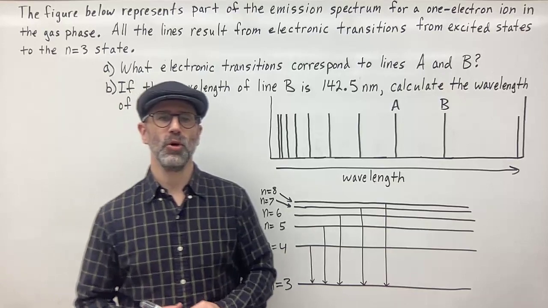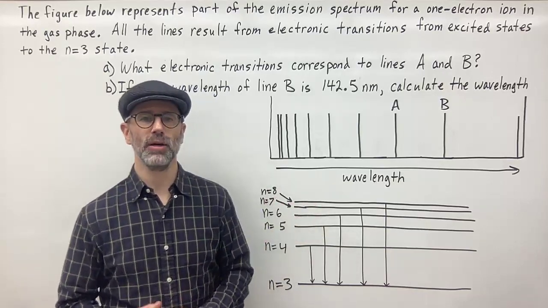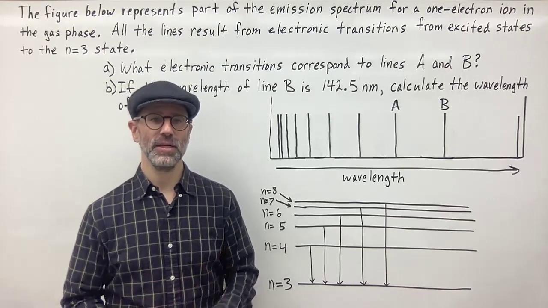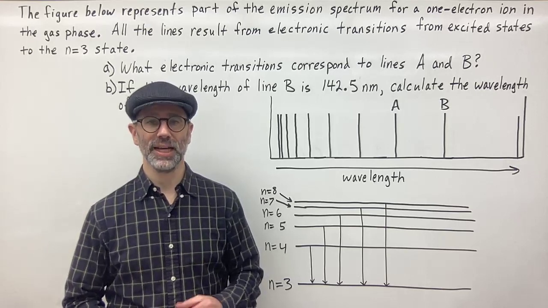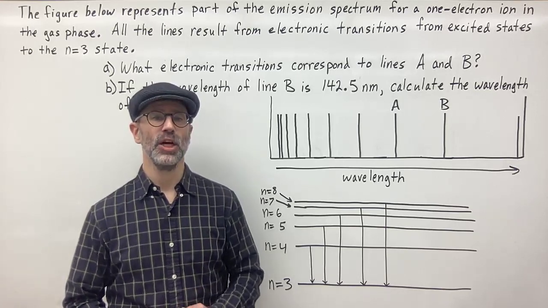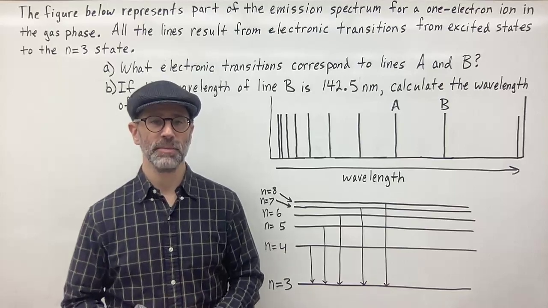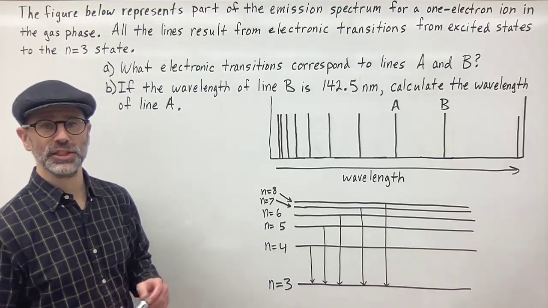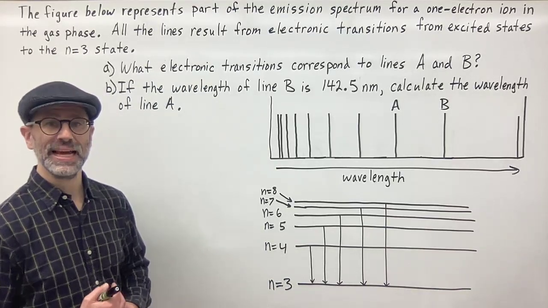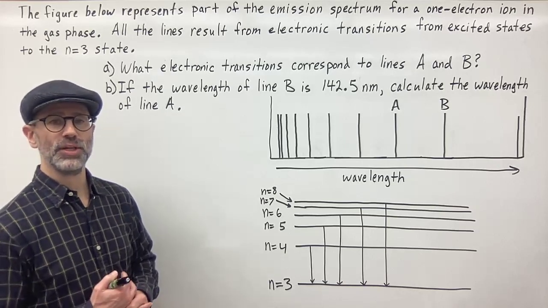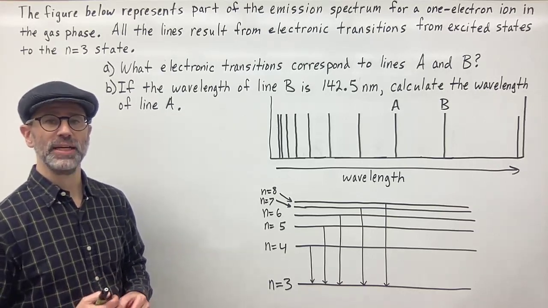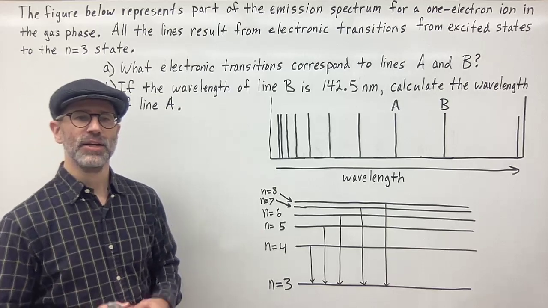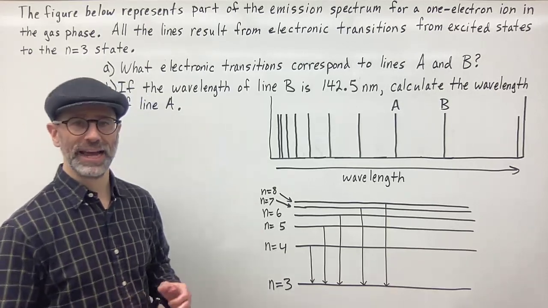So in this problem we're told the figure below represents part of the emission spectrum for a 1 electron ion in the gas phase. All the lines result from electronic transitions from excited states to the n equals 3 state. And then we have a couple of questions. The first question is, what electron transitions correspond to lines A and B? And then the second question is, if the wavelength of line B is 142.5 nanometers, calculate the wavelength of line A. So let's go ahead and answer part A.